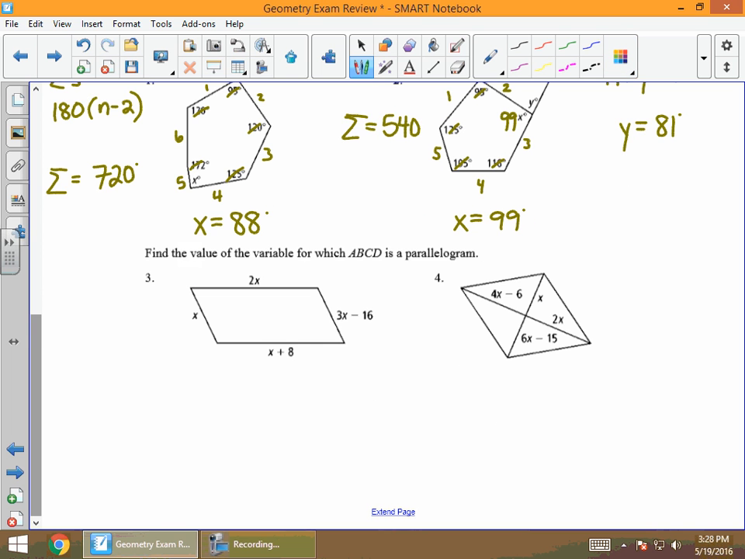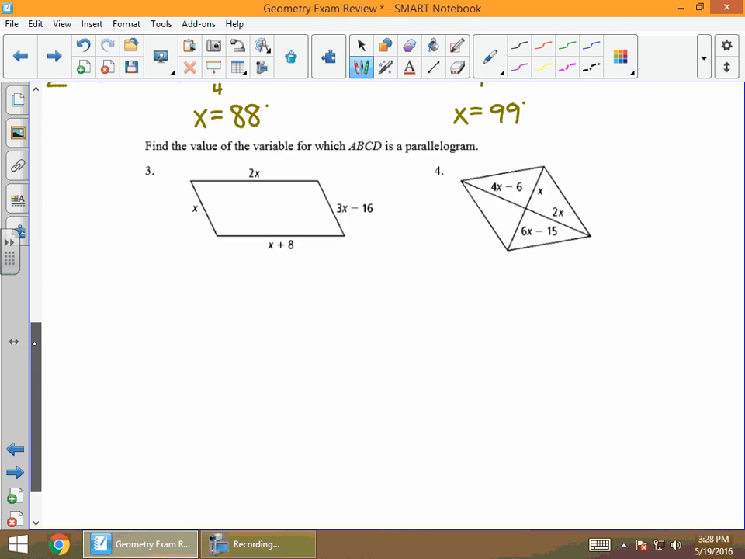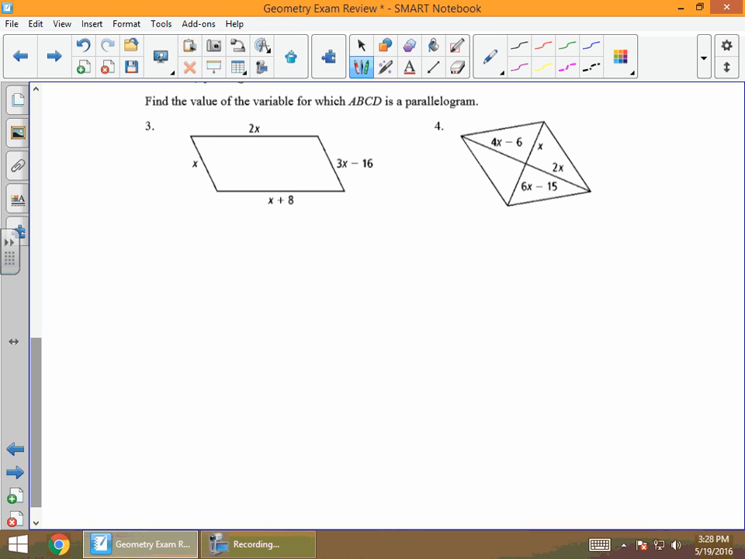As I scroll down and take a look at questions 3 and 4, it says find the value of the variable for which ABCD is a parallelogram. So if it is a parallelogram, one of the rules I know about all parallelograms is that opposite sides are congruent. So the top and the bottom have to be the same length. Well, if that's the case, then 2x has to equal x plus 8. And then I'll solve. Subtract x on both sides. x is equal to 8.